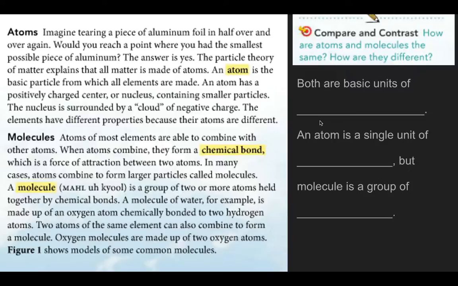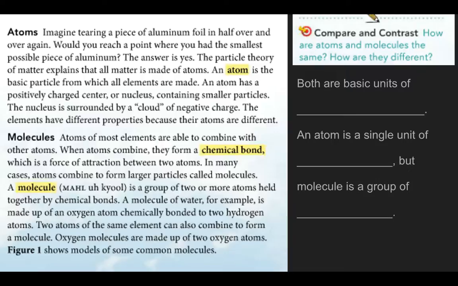Next, atoms. Imagine tearing a piece of aluminum foil in half over and over again. Would you reach a point where you had the smallest possible piece of aluminum? The answer is yes. The particle theory of matter explains that all matter is made of atoms. An atom is a basic particle from which all elements are made. An atom has a positively charged center, or nucleus, containing small particles. The nucleus is surrounded by a cloud of negative charge. The elements have different properties because their atoms are different.